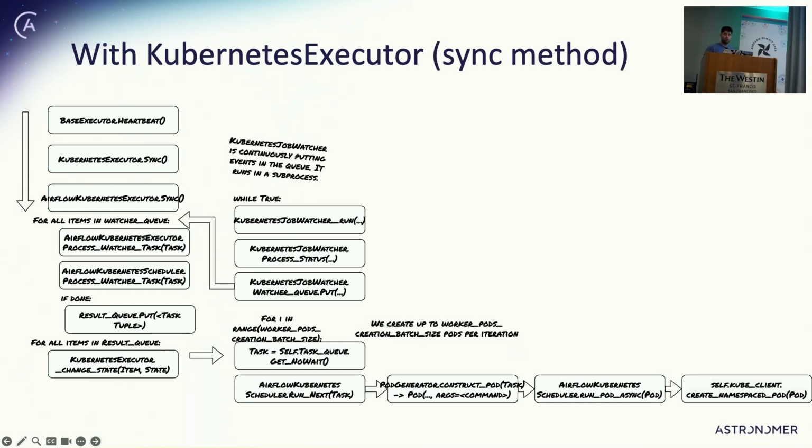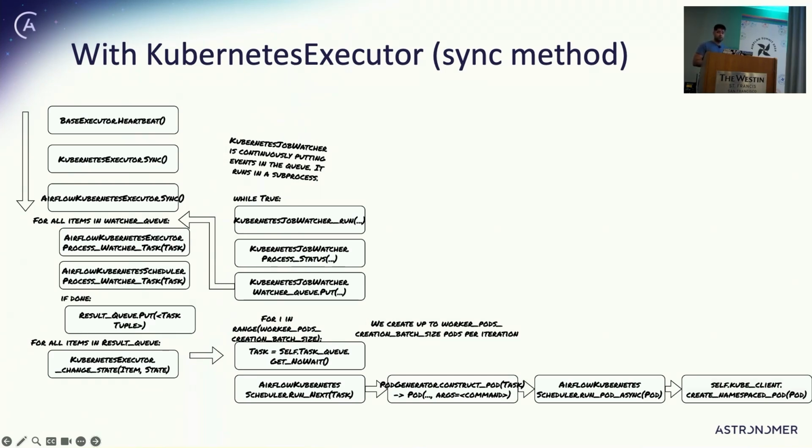When the kube watchers start, they begin to continuously monitor the Kubernetes namespace for which they're configured and process events related to Airflow task pods. When a relevant event is found, it's put in the watcher queue, which the Airflow Kubernetes scheduler reads from. If the Airflow Kubernetes scheduler finds a task that is done, it gets put in the result queue. Then the Kubernetes executor goes through the result queue and changes the state of the task instances accordingly. Then we can move on to the second step of the process, which is creating pods for new tasks.